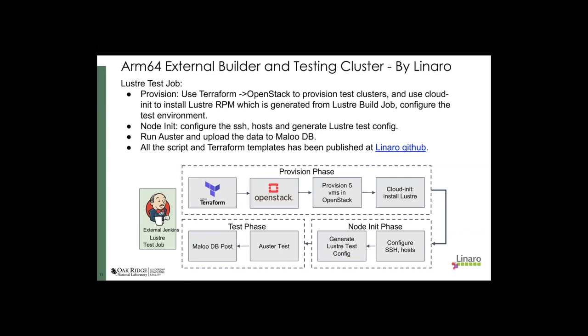So in their case, they're using 5 VMs in the OpenStack, and they're initializing the Lustre. This is pretty much how the phases go. As you can tell, the Jenkins slave sets off with your pipeline scripts to run the node initialization phase and the test phase. And these are the steps they take to do that.